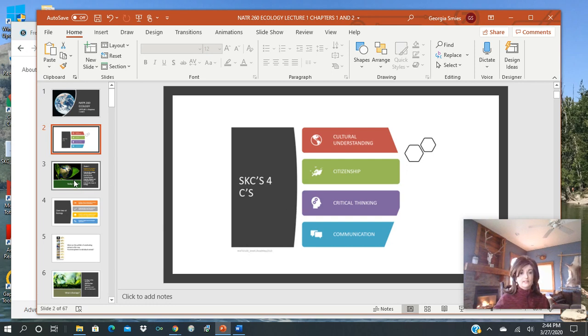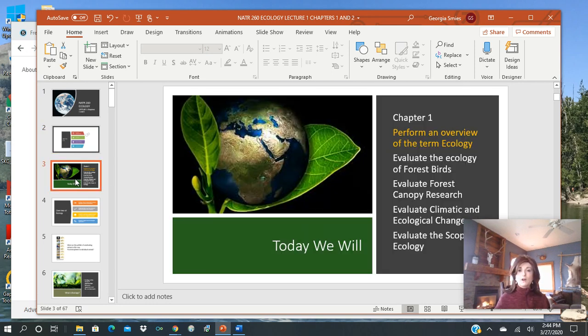So let's get started. What we're up to today, this is our menu for what we're going to study. We're going to look at an overview of the term ecology. We'll be looking at a very famous case study by MacArthur on some birds in a forest ecosystem. And we'll also be looking at the impacts of climate change and what the global scope of ecological study is.